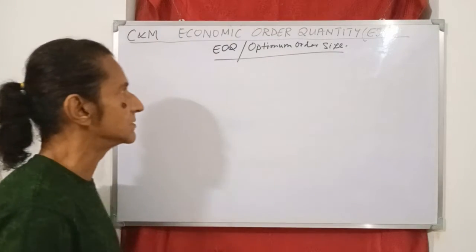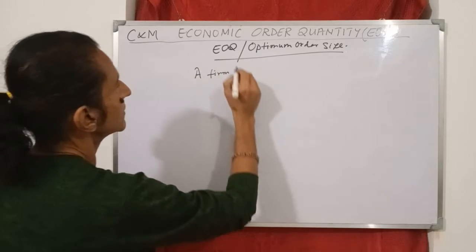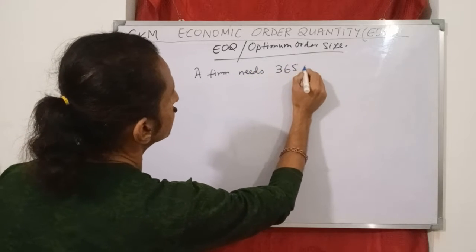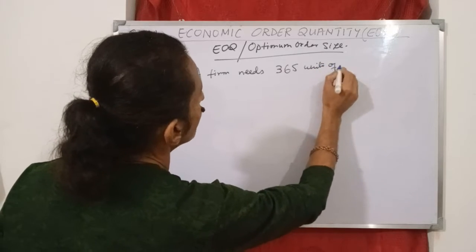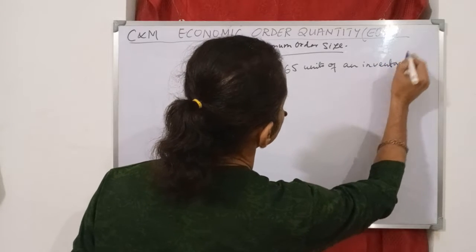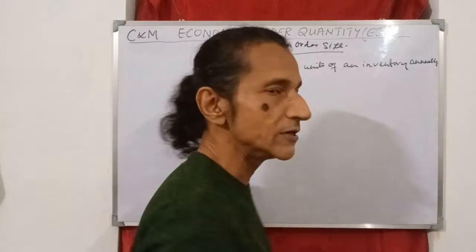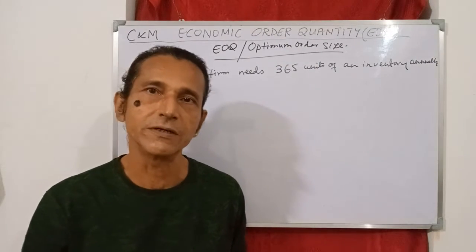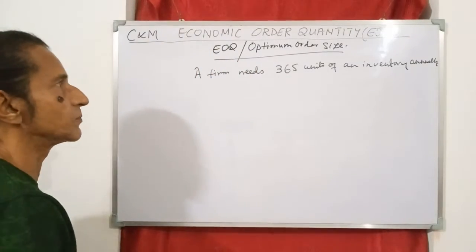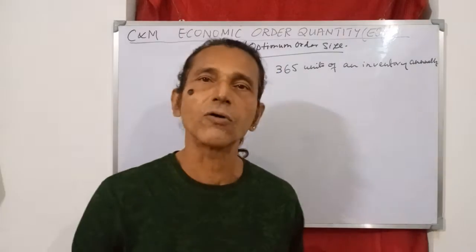Let us take an example. Suppose a farm needs 365 units of a particular inventory annually. So the annual requirement of the farm is 365 units to carry on the production process throughout the year. Now the farm can procure these 365 units in different order sizes.